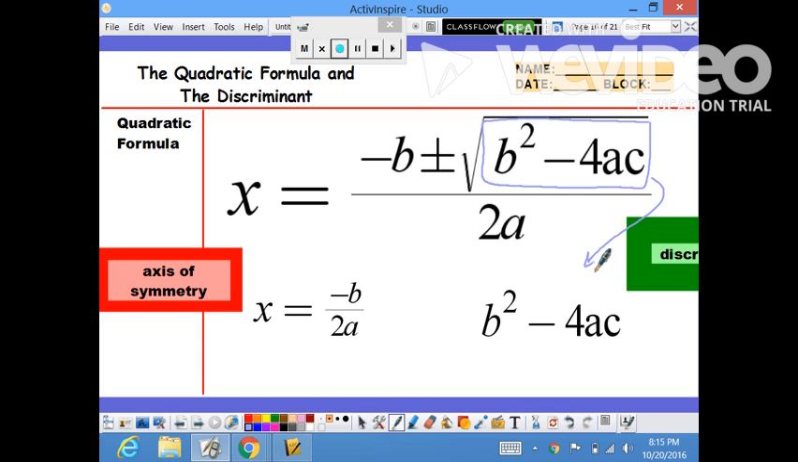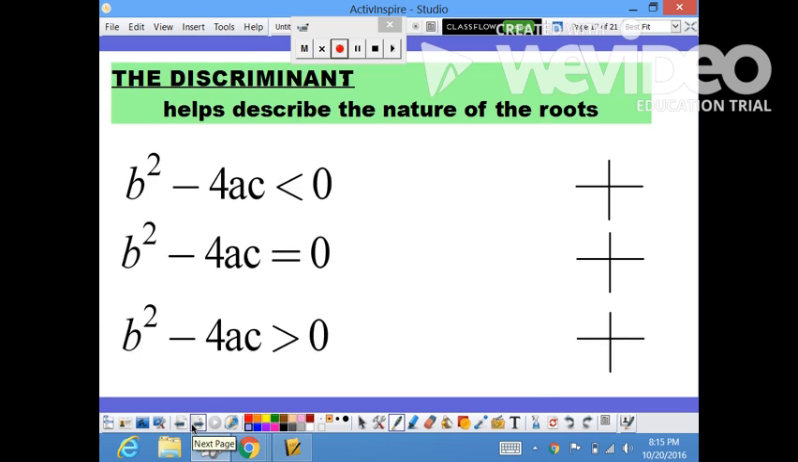That's your discriminant. You've seen this before and you're pretty familiar with it, but you just never knew what it was called and the importance of it. So today you're going to look at the importance of it. In fact, the discriminant helps describe the nature of the roots. Your roots are your answers when you solve a quadratic. Basically, how many times does this parabola or quadratic cross the x-axis? The discriminant helps you set limits as to how many times the parabola crosses the x-axis.